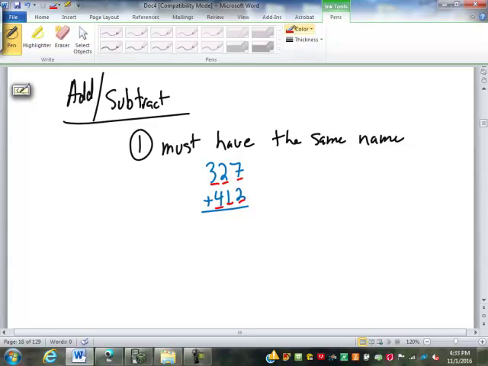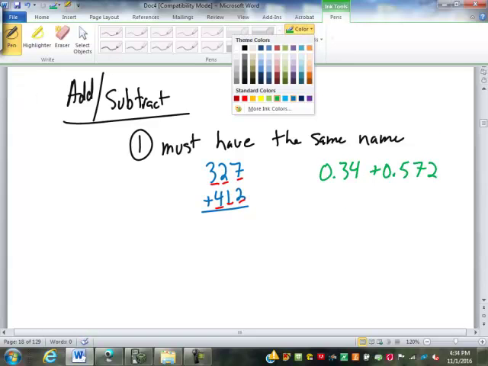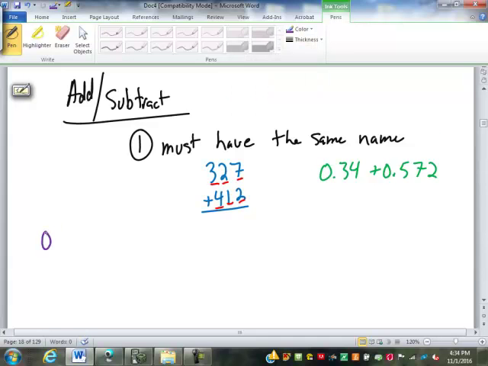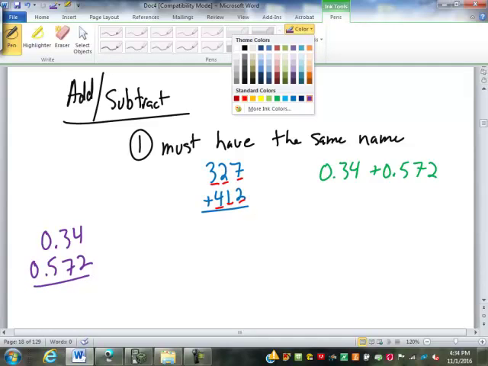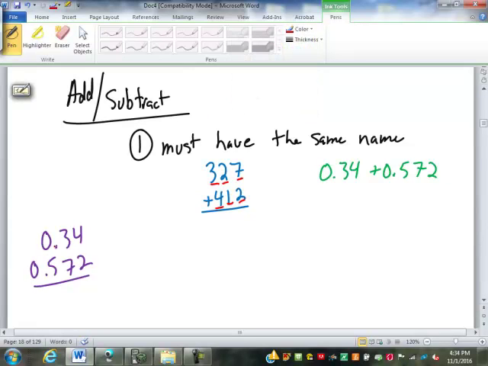So when we deal with decimals, it's going to be similar. It's going to come right down to the place value. If I'm going to add 0.34 to 0.572, when I go to set that up, does that work? No. What did I do wrong there? I didn't line up the decimal point. We've been told we have to line up the decimal point. Why do we have to line up the decimal point?